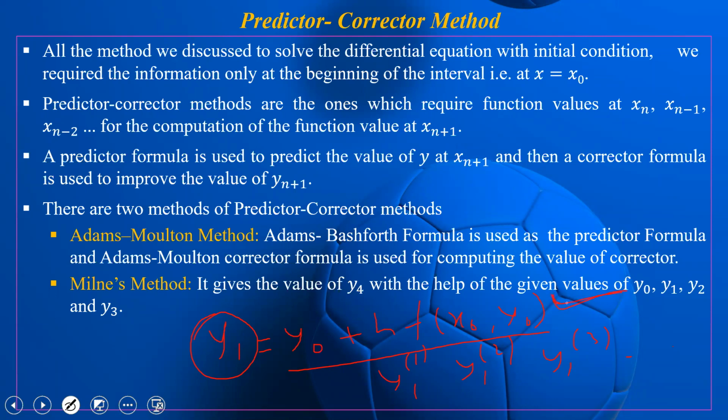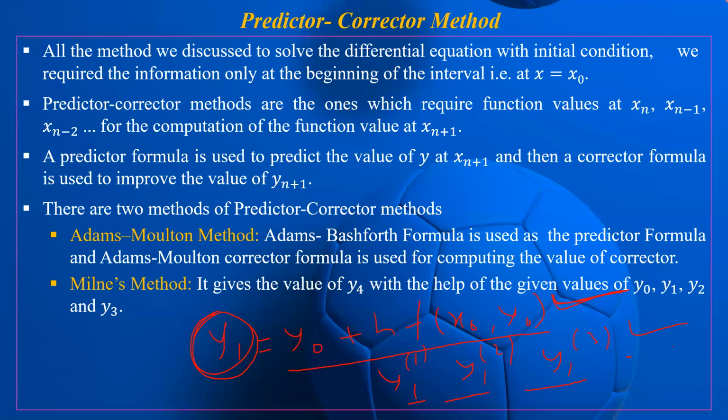The value of y which we get from this formula, Euler's method, is called the predictor. And when we use this y1 to obtain y1 1, y1 2, y1 3, then this is called the corrector. So in this method, we first find the value, and then we use that value to find the exact value. All the methods we discussed solve differential equations with an initial condition.